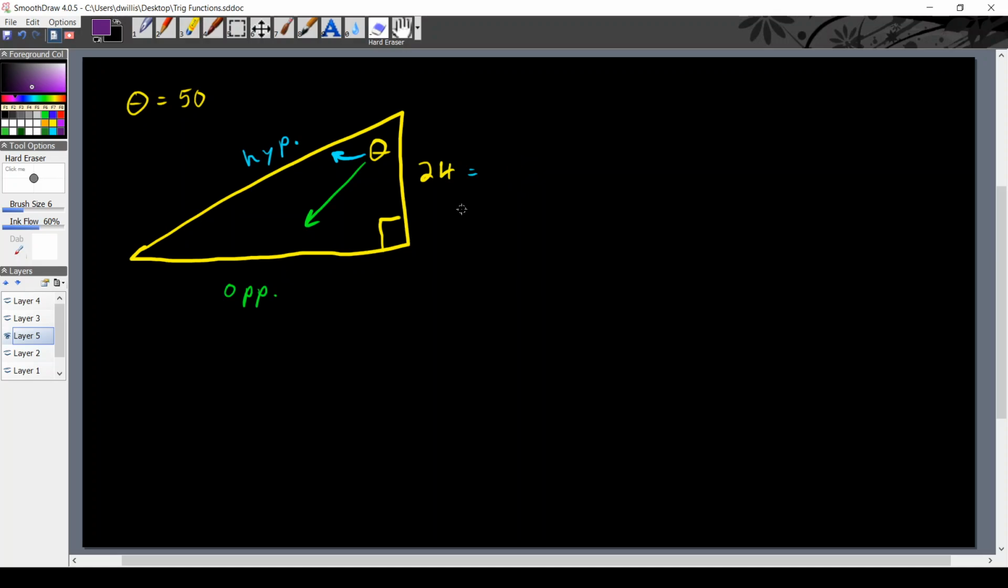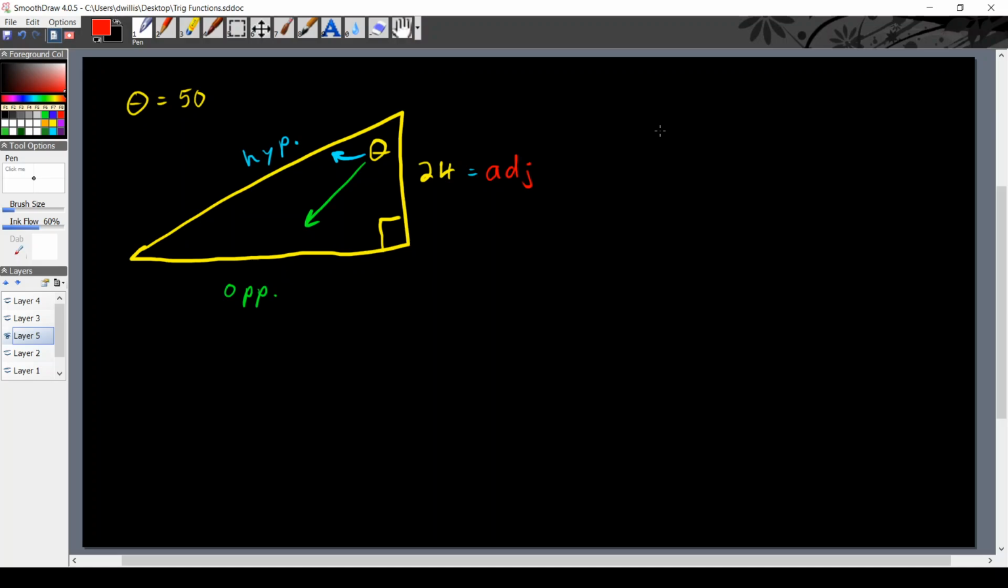So let's see. Panther purple is going to turn into, we'll just do kind of a red. Red shows up well, and so that's the adjacent side. So there we have that. So 24 is the adjacent side.